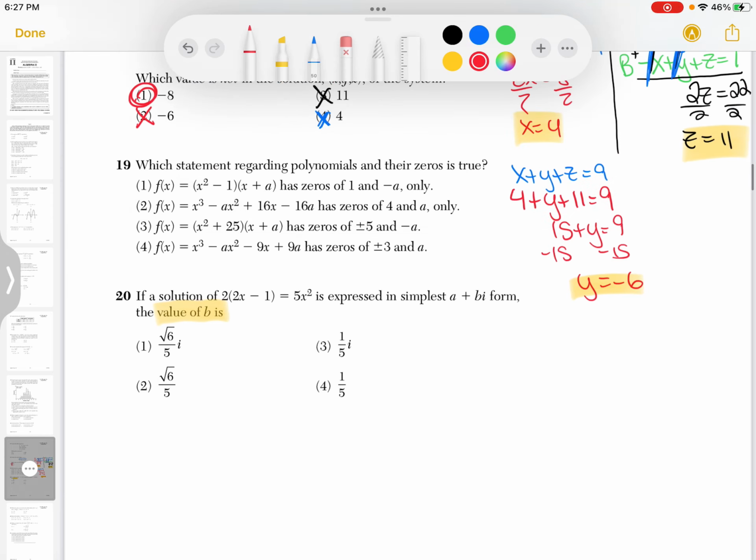Oh, I skipped number 19. Sorry. Jumping back. I am going to erase this, by the way, though. We need to do number 19 before we do number 20. Fancy that.